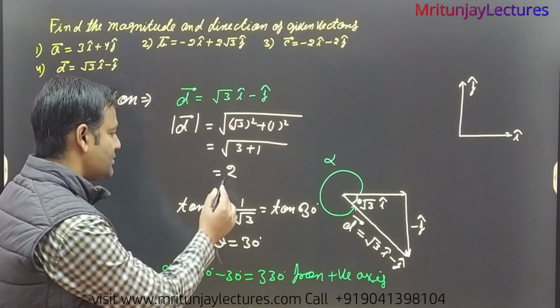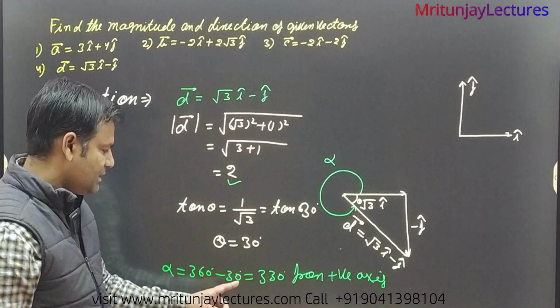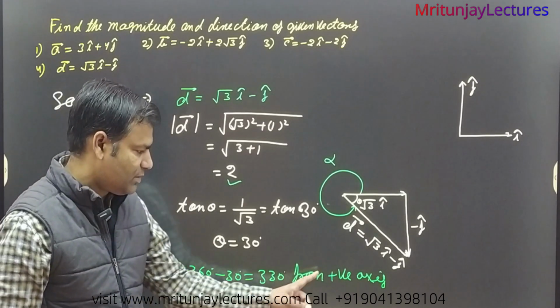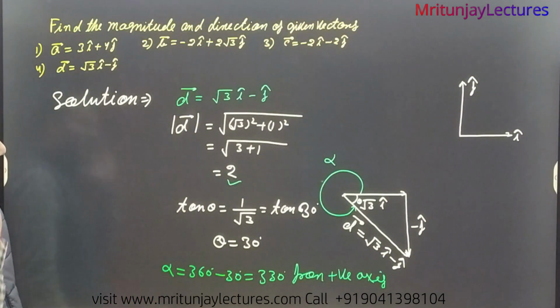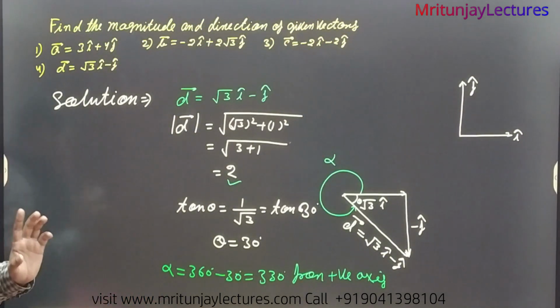So the magnitude is 2, and the direction is 330 degrees from the positive x-axis. Try it yourself. If anyone faced any problem in any part, then comment, and I will discuss it again.